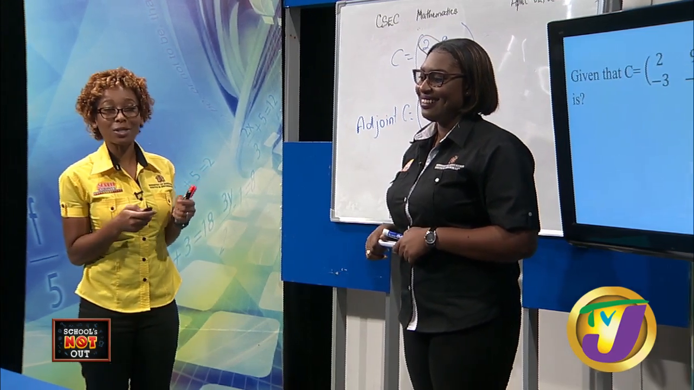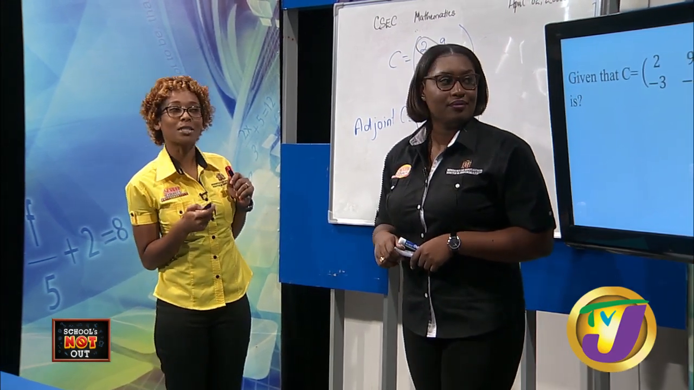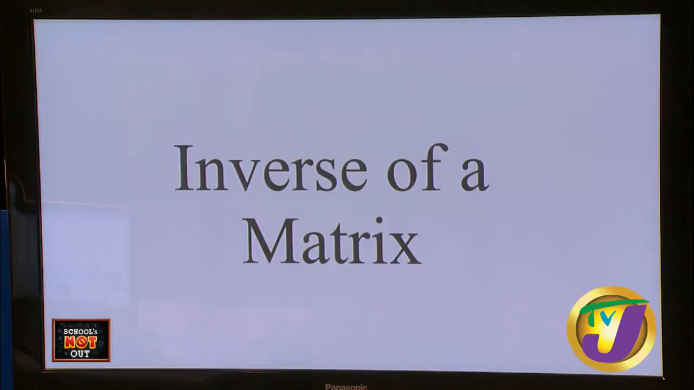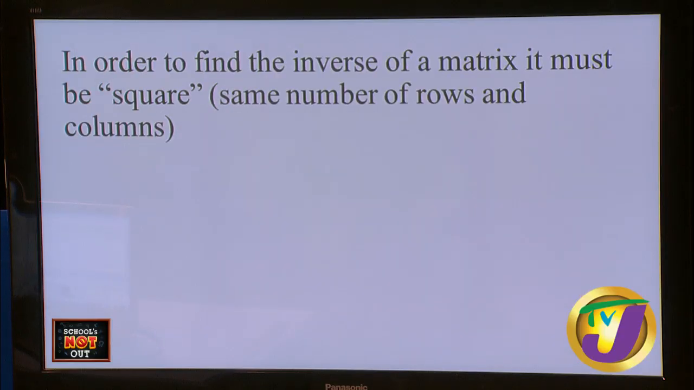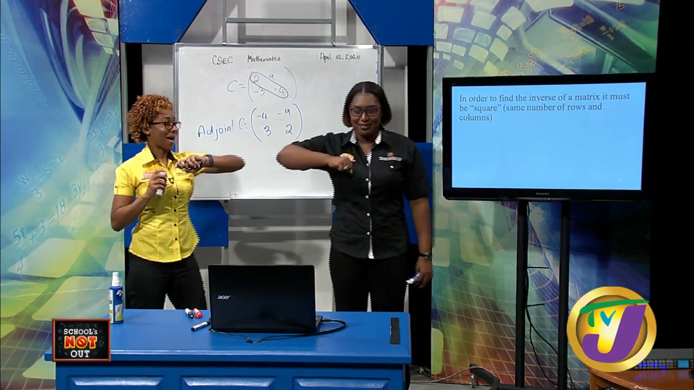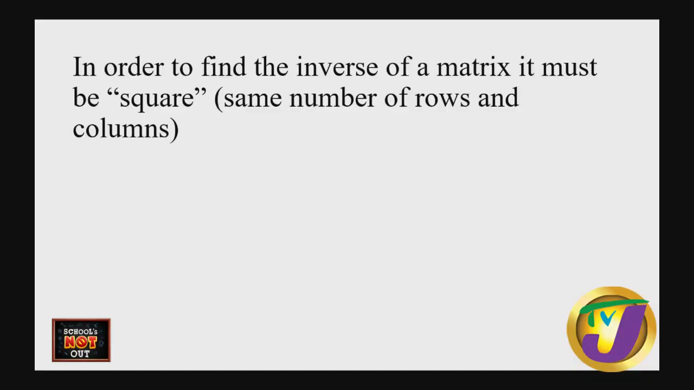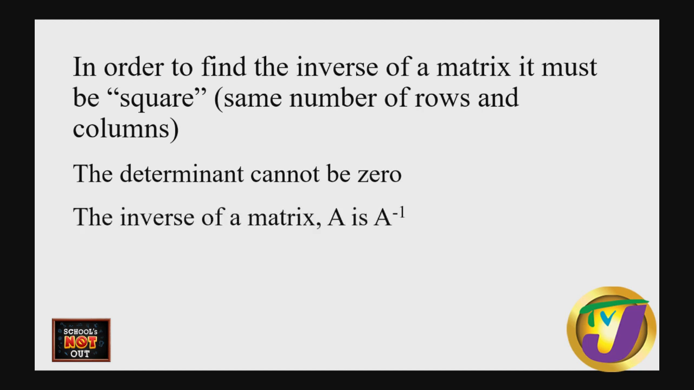So we're now going into another aspect of matrices. We're now going to be looking at the inverse of a matrix. Now, in order to find the inverse of a matrix, it must be square. Now, Camae, what did we say was a square matrix again? Same number of rows and columns. All right. So it must have the same number of rows and columns. The determinant cannot be 0. And the inverse of the matrix is denoted by A to the -1.